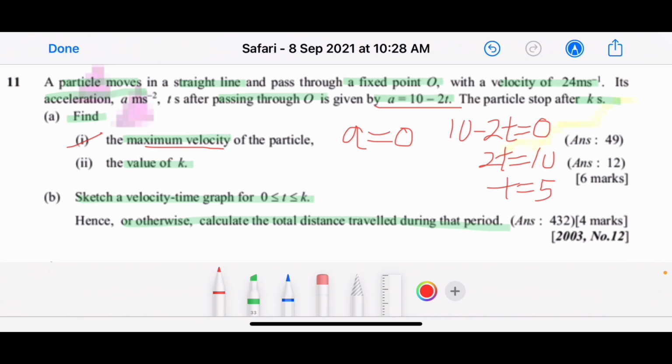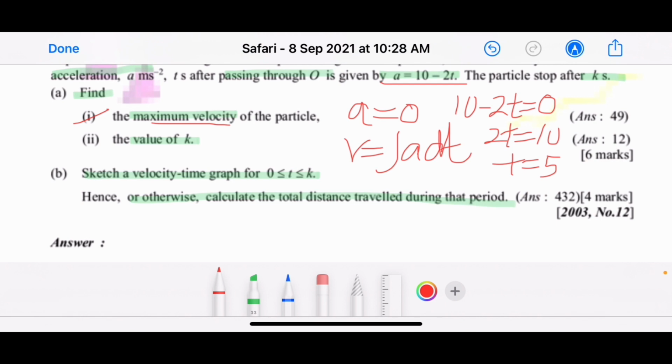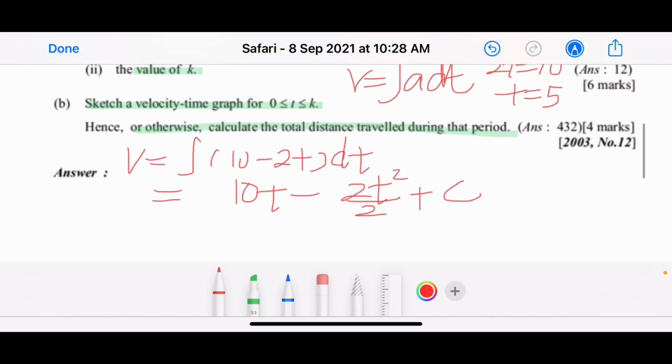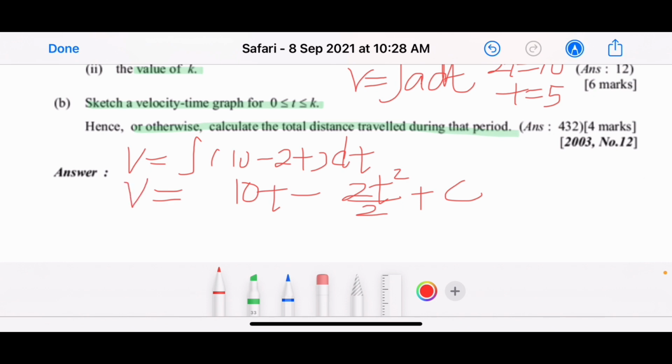Since the question is asking for velocity, as you know, acceleration is dv/dt. So to get v, we need to integrate the acceleration. So let's integrate now. Integrate 10 minus 2t with respect to t, for the variable t, function in t, dt. So 10 integrated will be 10t. 2t integrated will be 2t squared over 2. Don't forget plus c. C is very important.